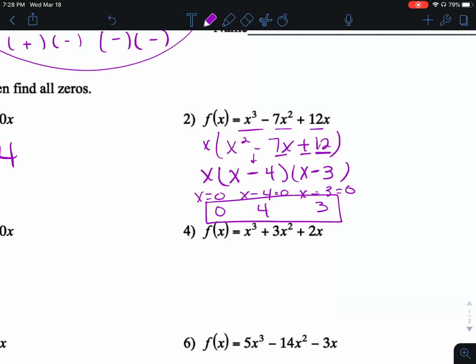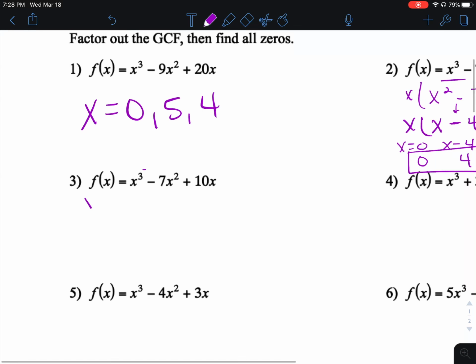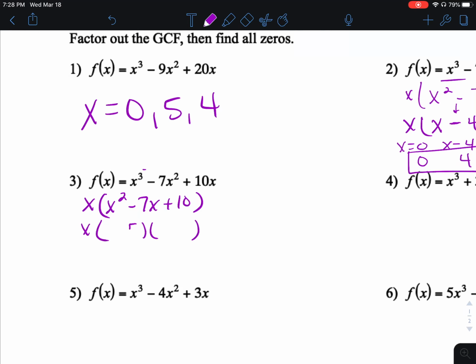Okay, number 3, again, we're going to start off by factoring out an x to begin with. So now we're looking for factors of 10 that are going to add to give us 7, which is 5 and 2. And then set each of those to equal 0. So it's going to be 0, 5, and positive 2. Those are my three solutions. Put little commas in between those.